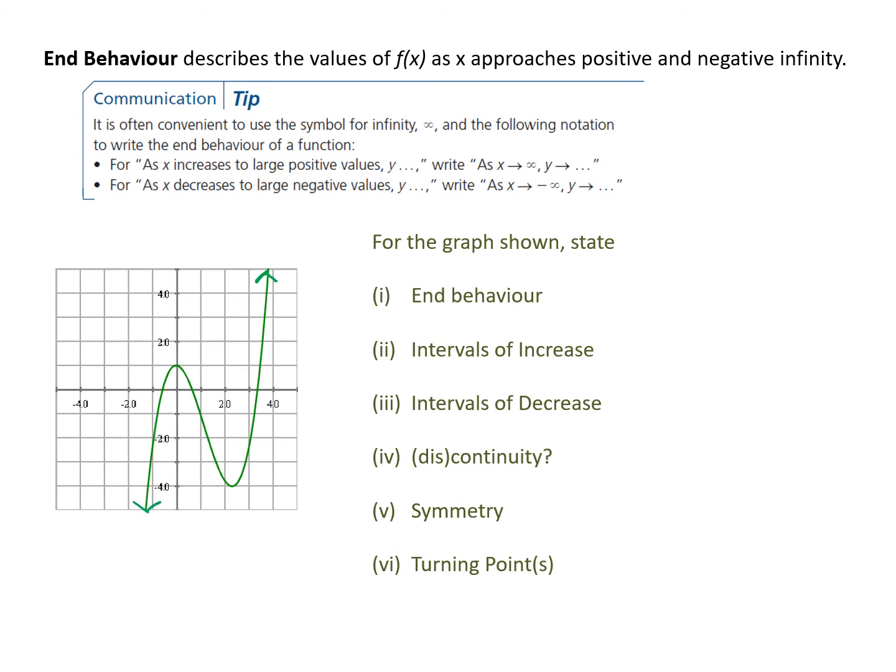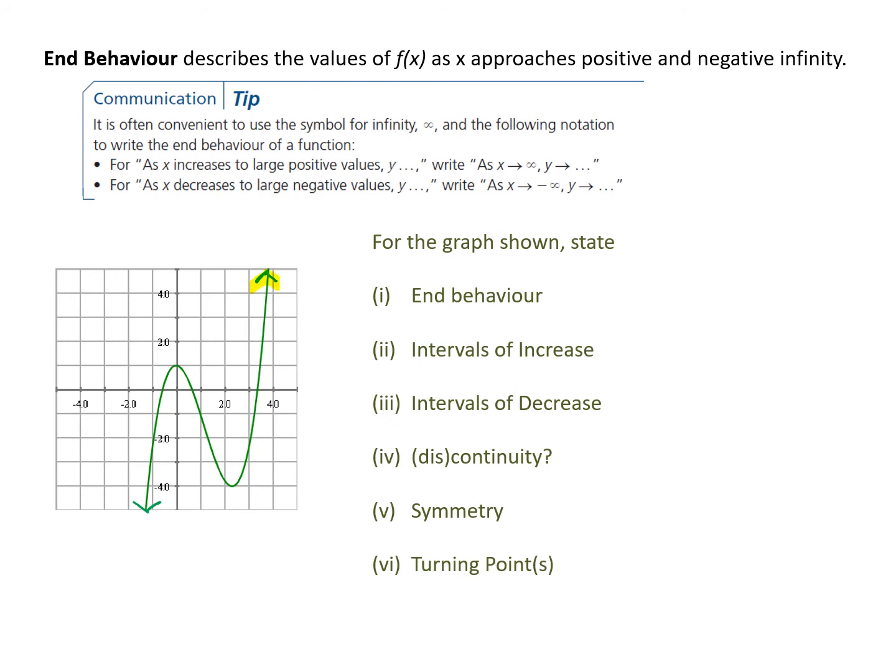For the graph shown, state end behavior. So this is our new, if you look ahead to all the other words, you know all the other characteristics, properties, but end behavior is our new one. So end behavior says what's happening at the end of the graph. What's happening at the end of the graph? Right here, I'm going to highlight, this is one end, right?